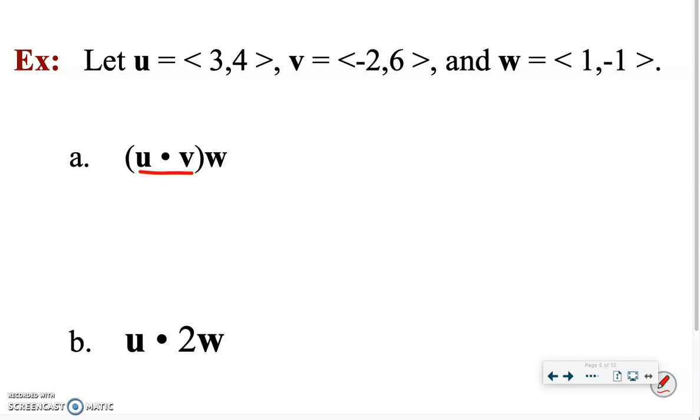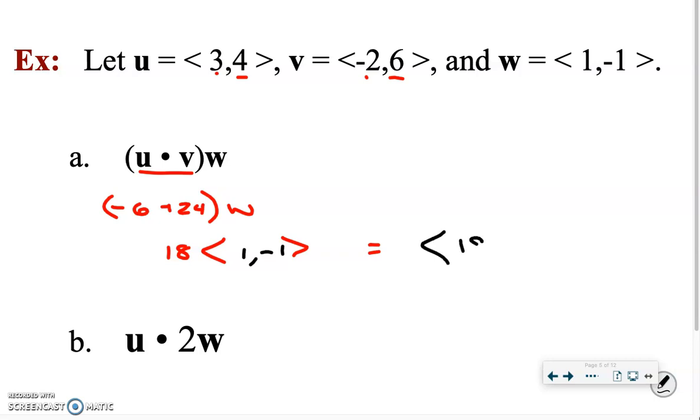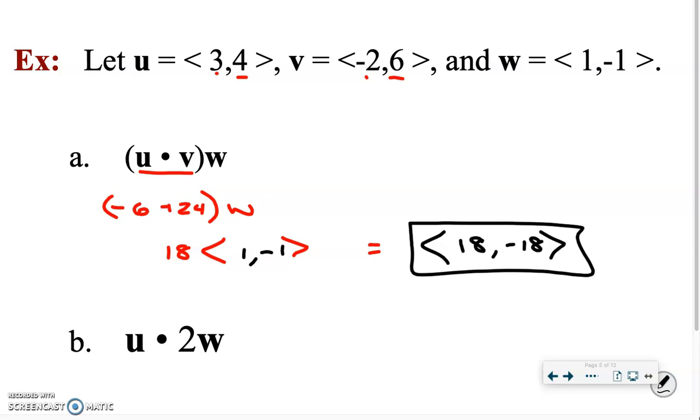So the first thing we need to do is figure out what that scalar is going to be by obtaining U dot V. With your help, I think we can do this all in one shot here. What is 3 times -2, please? -6 plus, what is vertically here? 4 times 6? 24. And with your help, -6 plus 24, we get 18. And vector W, you can clearly see, is 1, -1. So when I scale my 18 through, what is U dot V times W? 18, -18.